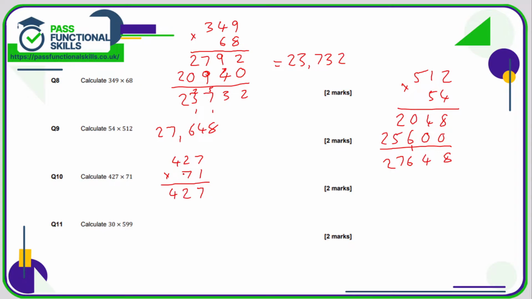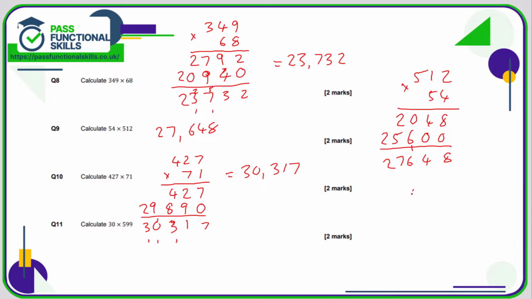The 7 here is the 7 of 70. Don't forget to put in a 0. 7 7s are 49, 9 carry 4. 2 7s are 14, plus 4 is 18, 8 carry 1, 4 7s are 28, plus 1 is 29. Add these together, and that is 30,317.